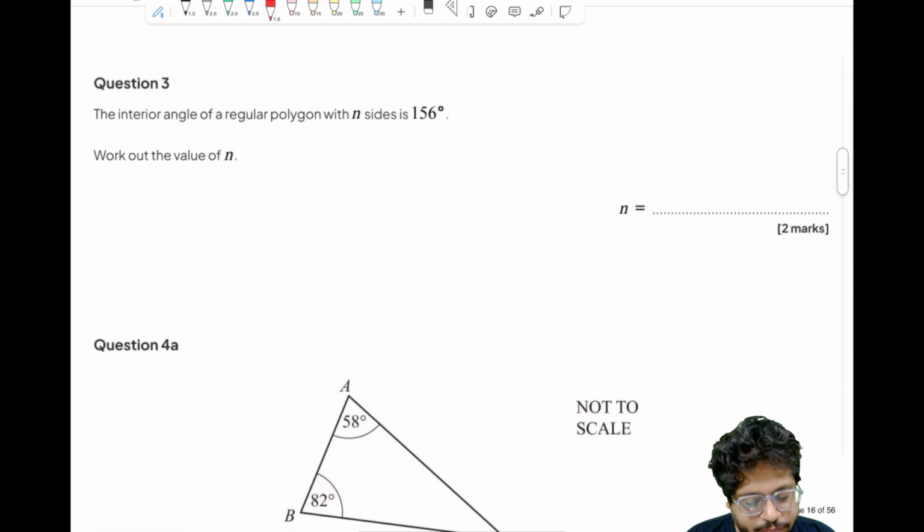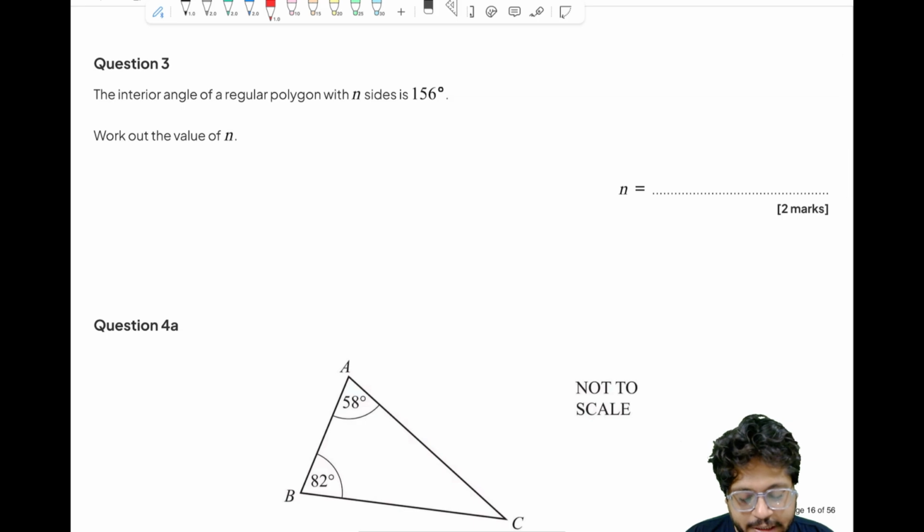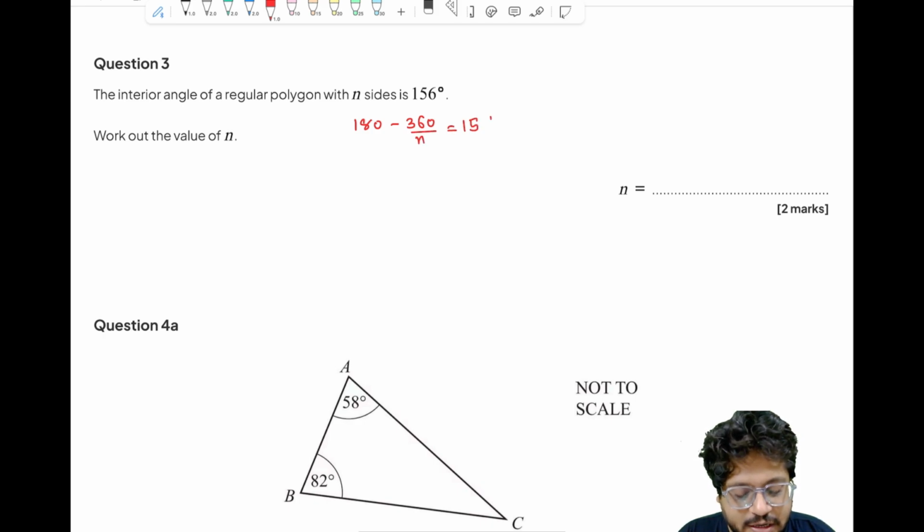Okay. Third question. The interior angle of a regular polygon with n sides is 156. Interior angle, same formula: each interior angle of a regular polygon is 180 minus 360 upon n, and that is given as 156. Let's find the value of n.